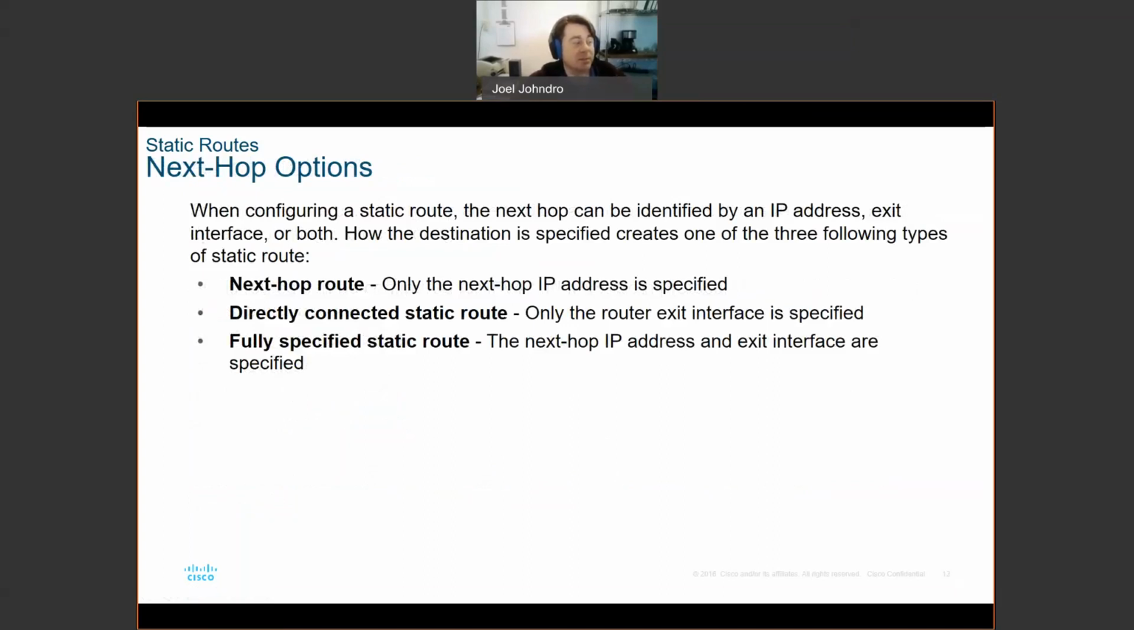These, as I said, can be next hop route, which is where you specify the IP address of the interface on the next router, or the next hop router. Directly connected static route, that's where you specify the exit interface on the router. It's very useful in point-to-point networks, more efficient. And we have a fully specified static route where you specify the exit interface and the next hop IP address.